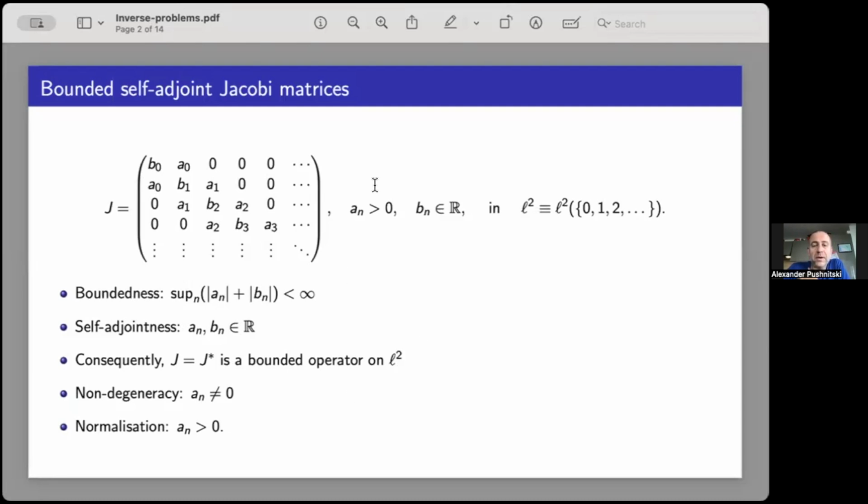Now let me discuss this condition a little bit. By the way, I hope you can see my pointer, right? When I'm doing this, you can see where I'm pointing. We can see. Yeah, okay, fantastic.